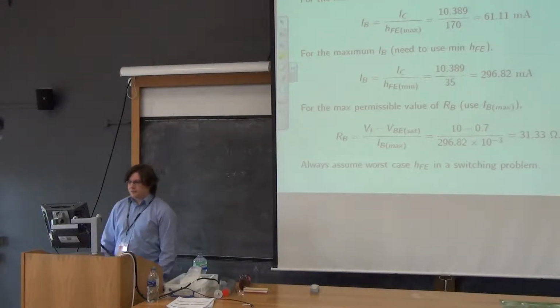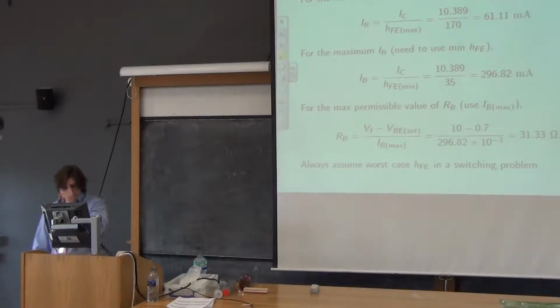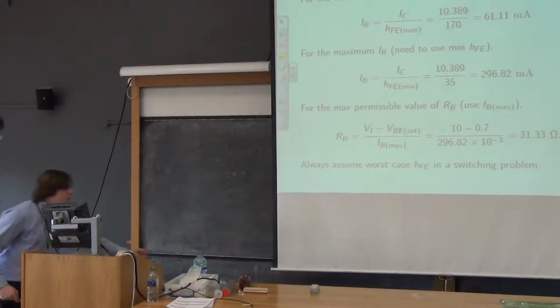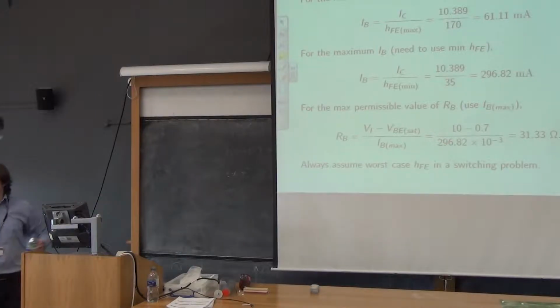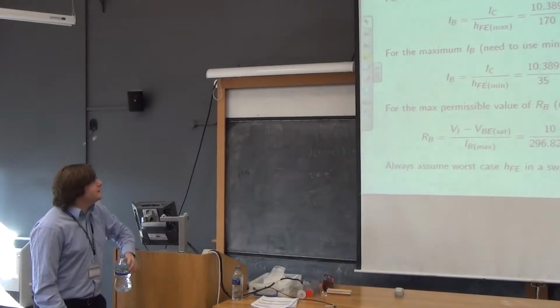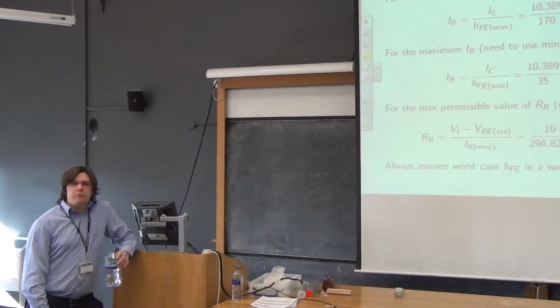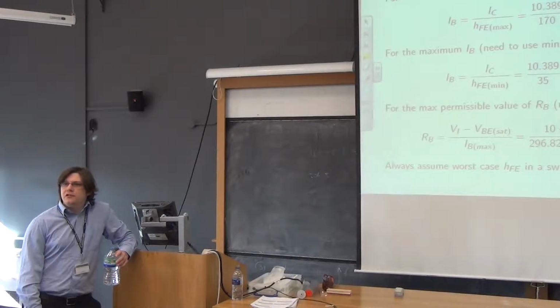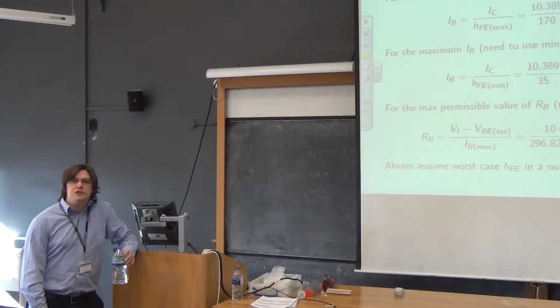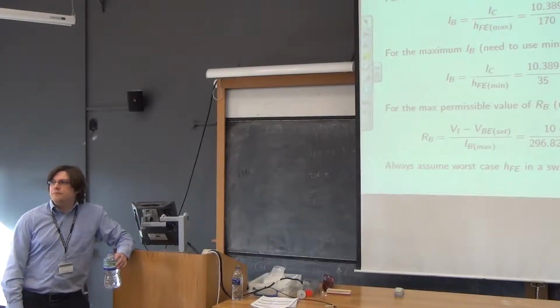So how about the base current? Well, there is a range of values for HFE, but we will only be interested in the minimum and the maximum. If we want to know about the minimum base current, we will have to deal with the maximum HFE, because that is the situation in which the transistor has the biggest ratio of collector current to base current.